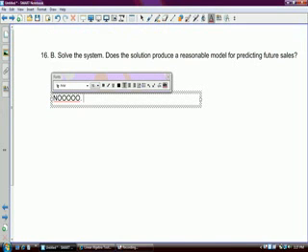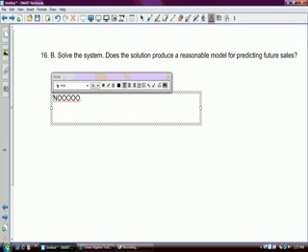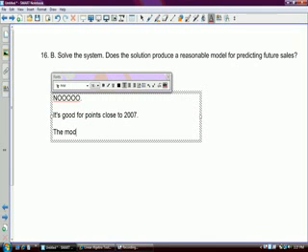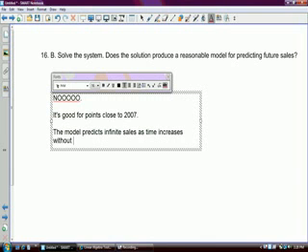Polynomials do not model things that we use very well, because polynomials go off into space. They go up to infinity. They have continual growth. They don't level off at all. They just go all the way up or all the way down. And so that's not really a good model. It's good when it's close to 2007. But the model predicts infinite sales as time increases without bounds. That's ridiculous. Things will level off.